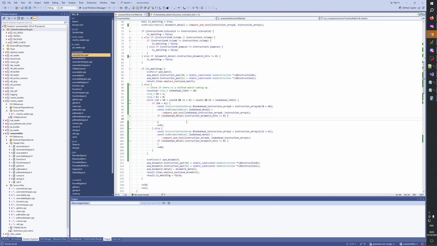Shit. So there is an instruction mismatch bits. Hold on. It should be 0. I should compare to 0. Yeah, I should compare to 0. So if there is no mismatch, this means there's no mismatch. Instruction mismatch bits.